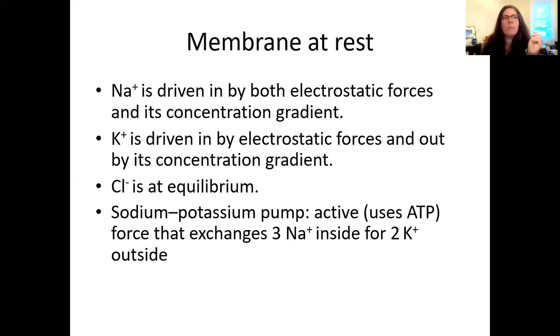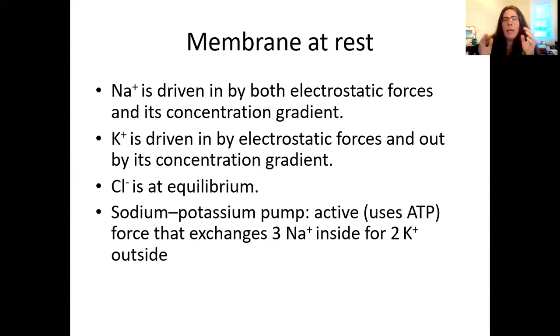Now, the inside of the cell is more negative compared to the outside of the cell. Sodium is a positive ion. It has a positive charge. So opposites attract. The electrical gradient also wants to move sodium inside the cell, right? So we have two forces wanting to move sodium inside of the cell. It's quite a bit of force or pressure trying to move those ions inside of the cell.